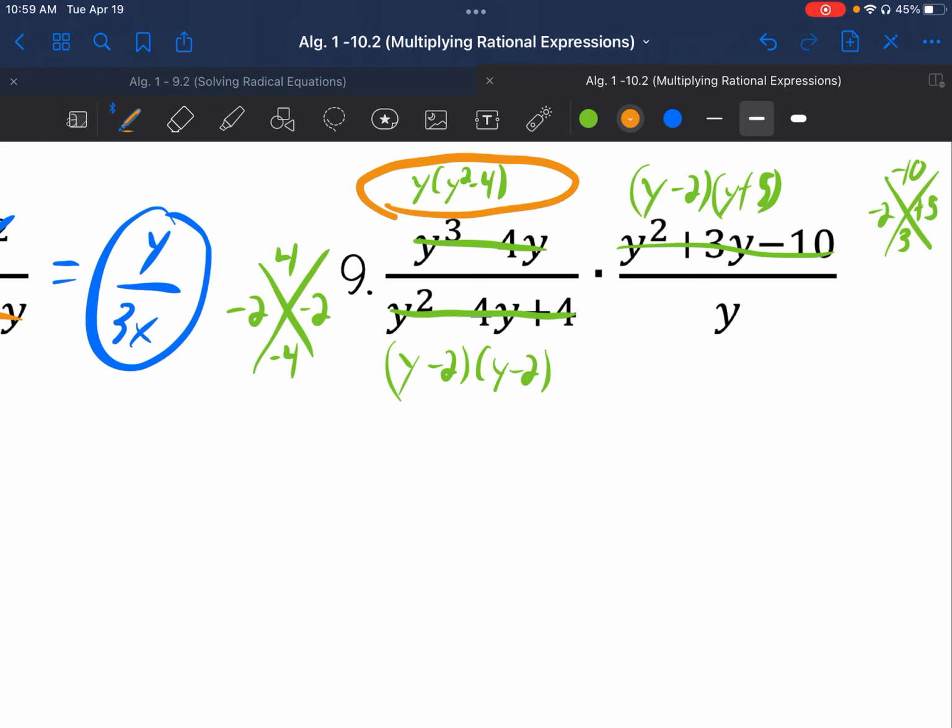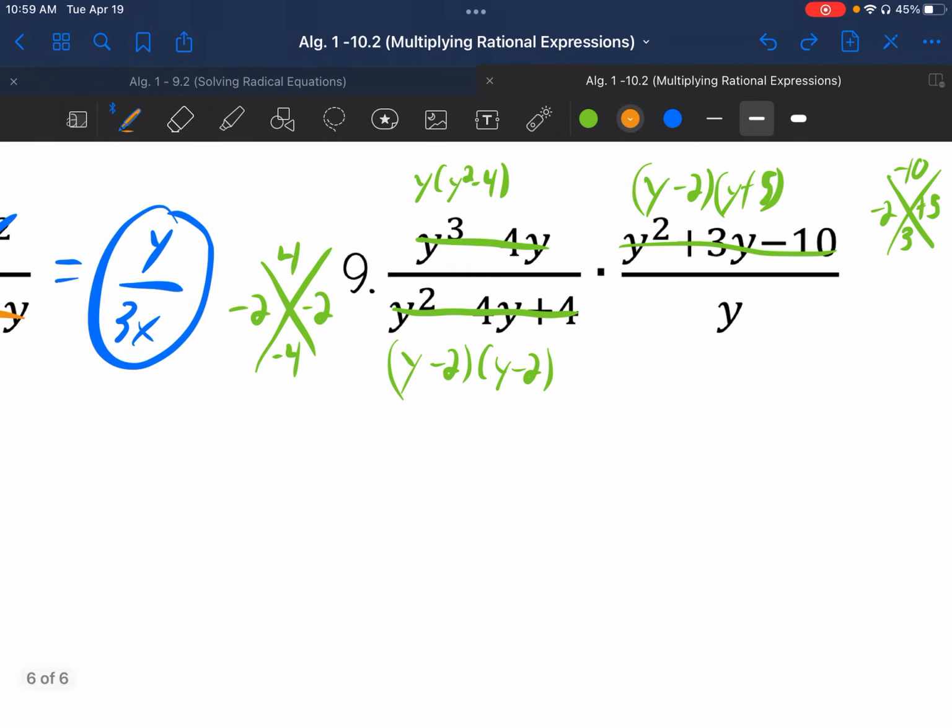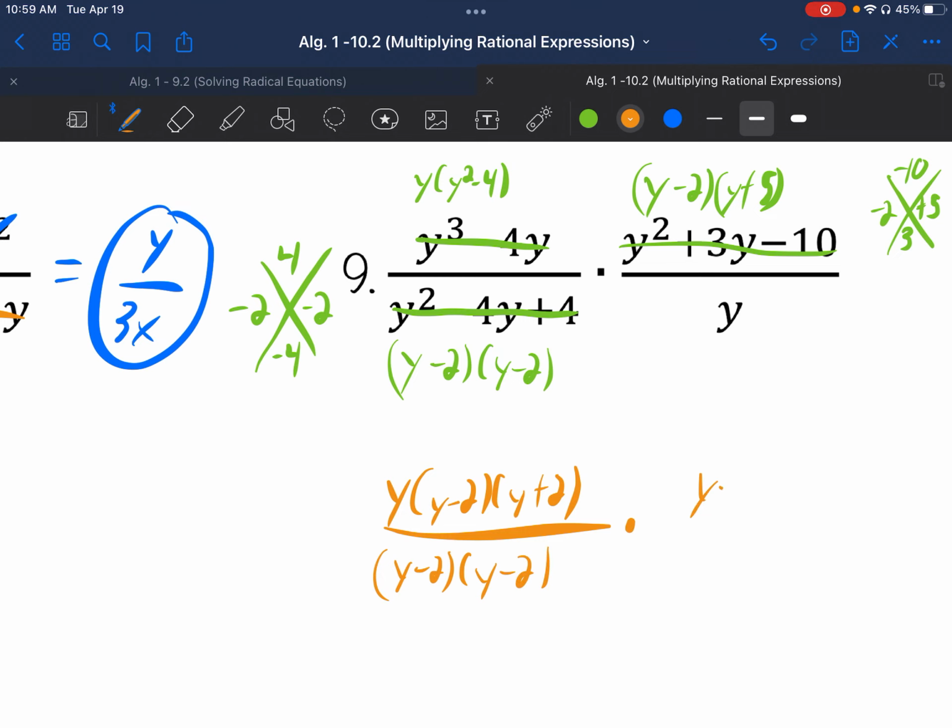Now let's go ahead and deal with factoring this top left one. And as we're factoring another step, I'm going to write it again. So y, and then y minus 2, y plus 2 from the difference of two squares. My bottom is y minus 2 written twice. And then on my right side, I'm getting y minus 2 and y plus 5 on the top with just y on the bottom. So now I look to cross simplify or simplify vertically.